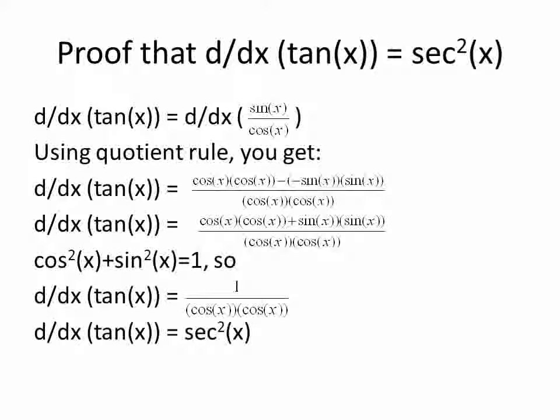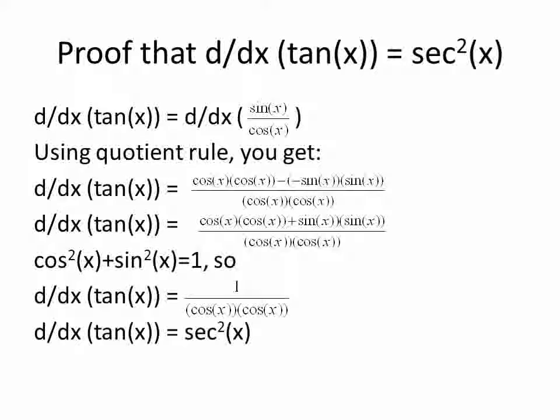And using quotient rule, we get that the derivative of tangent of x is equal to cosine of x times the derivative of sine of x, which is also cosine of x, minus sine of x times the derivative of cosine of x, which is negative sine of x, over cosine of x times cosine of x.